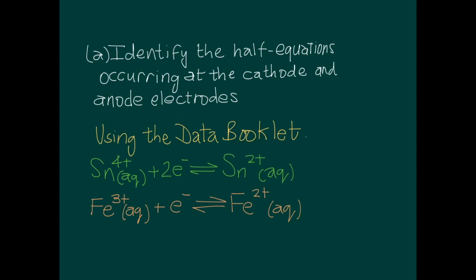Similarly for iron 3, as it gains an electron and is reduced to iron 2, you have this equation, and if you need to show the reverse, where iron 2 loses an electron and becomes iron 3 and is oxidized, then you simply reverse this equation. The standard electrode potential associated with each of these reactions is provided in the data booklet.